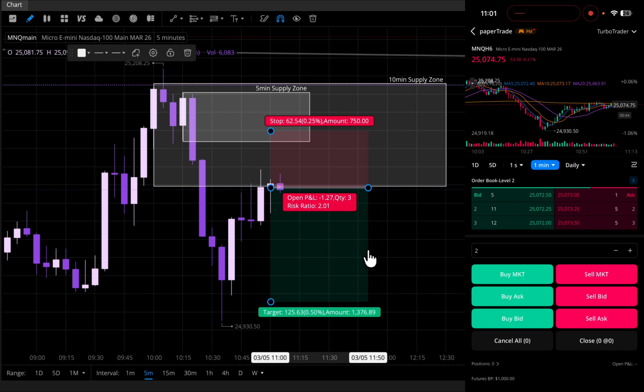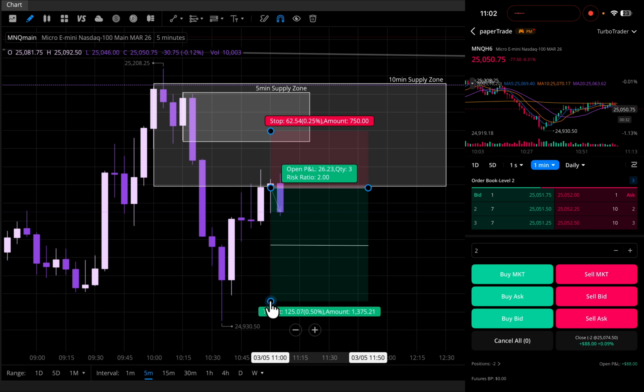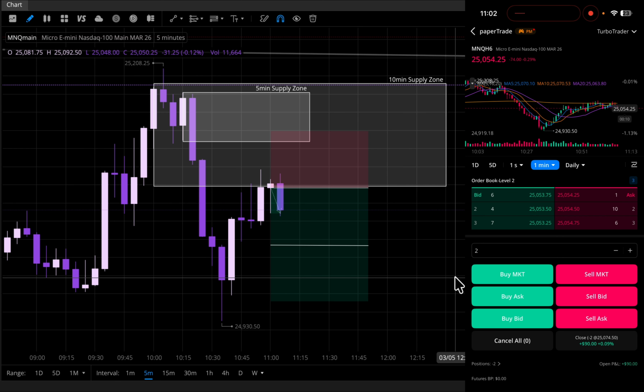Okay, we just entered the trade. Now this 10-minute zone looked like it wants to heat up. I don't know if we're gonna make it back to that 5. I mean, it's too late anyways. We're in the zone. We're in here, so.